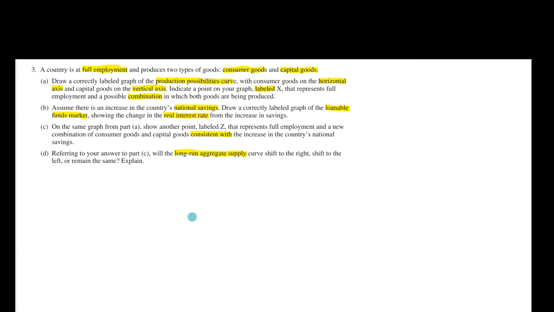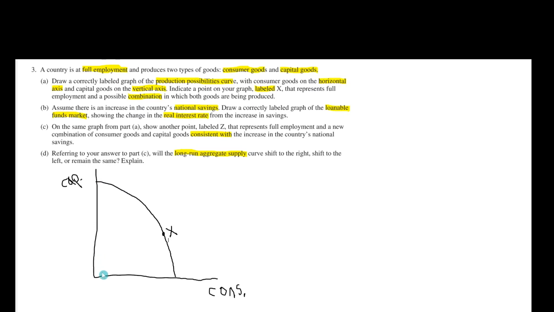Indicate just means show a point on your graph. Label just means to write it, to indicate it. Labeled X that represents full employment. So you have to decide where on your PPC, where on this graph you're going to put it. And you need a possible combination. So combination means a sum of both. So you can't be at the extreme on the y-axis or on the x-axis. Anywhere in the middle is okay. All right, so let's draw that.